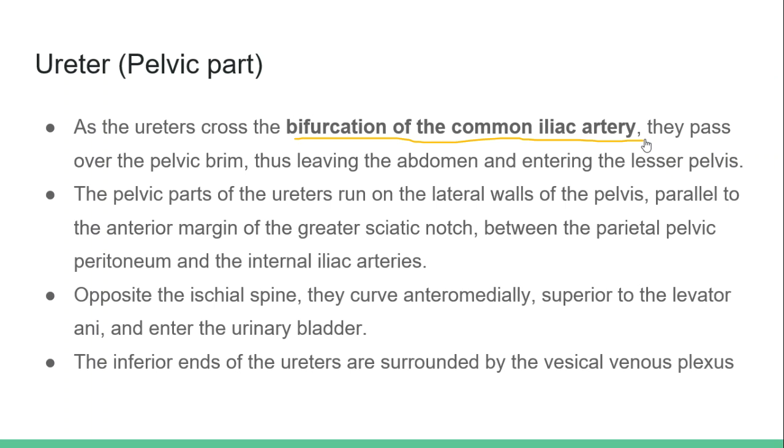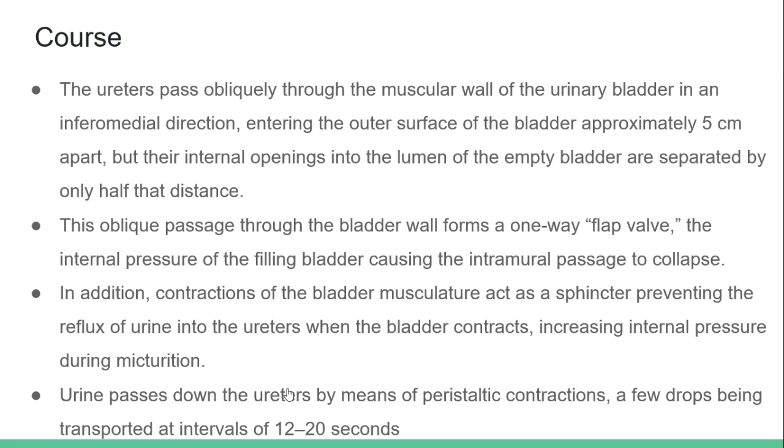Opposite the ischial spine, they curve anteromedially superior to the levator ani and enter the urinary bladder. The inferior ends of the ureters are surrounded by the vesical venous plexus.